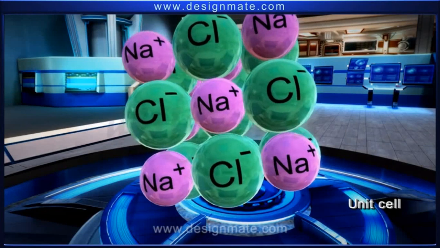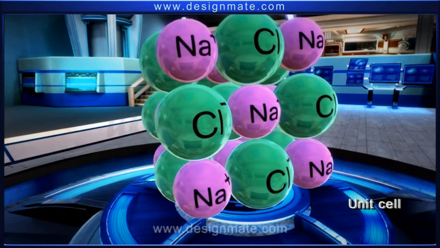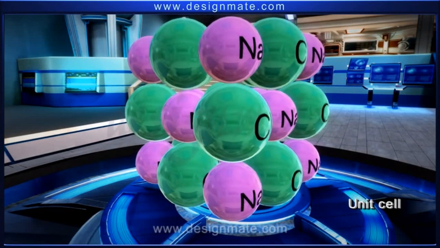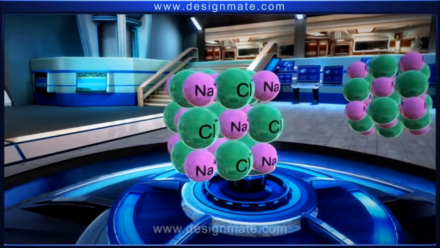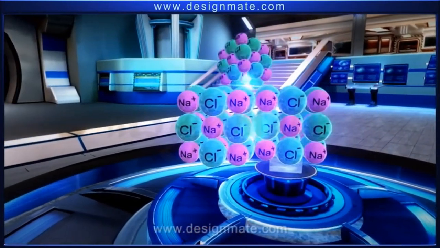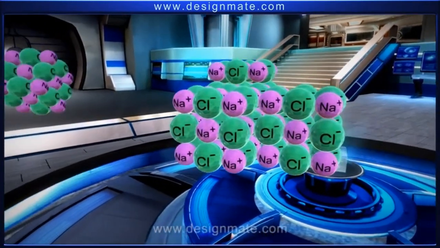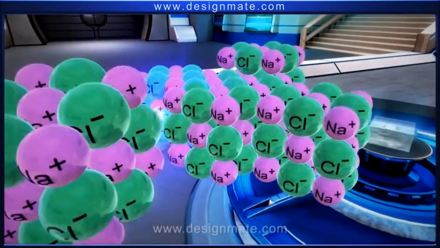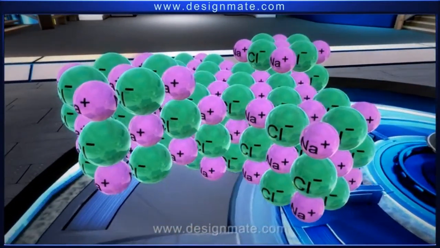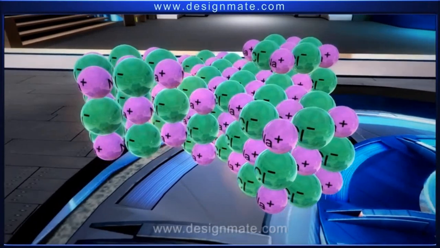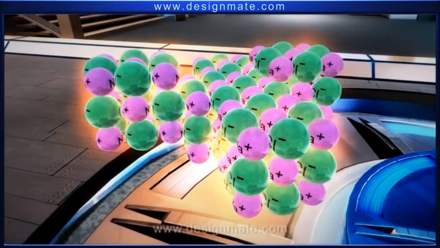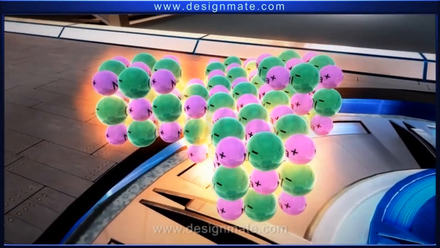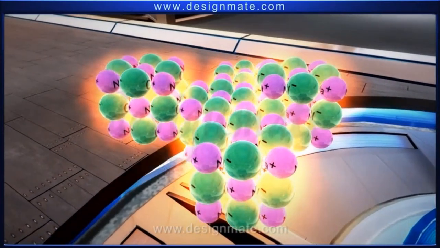The smallest unit of a crystalline solid is known as its unit cell. This unit cell is repeated again and again in all the directions to form the entire structure of the crystal. Let us now heat this sodium chloride. The constituent particles absorb this heat energy and start vibrating faster.